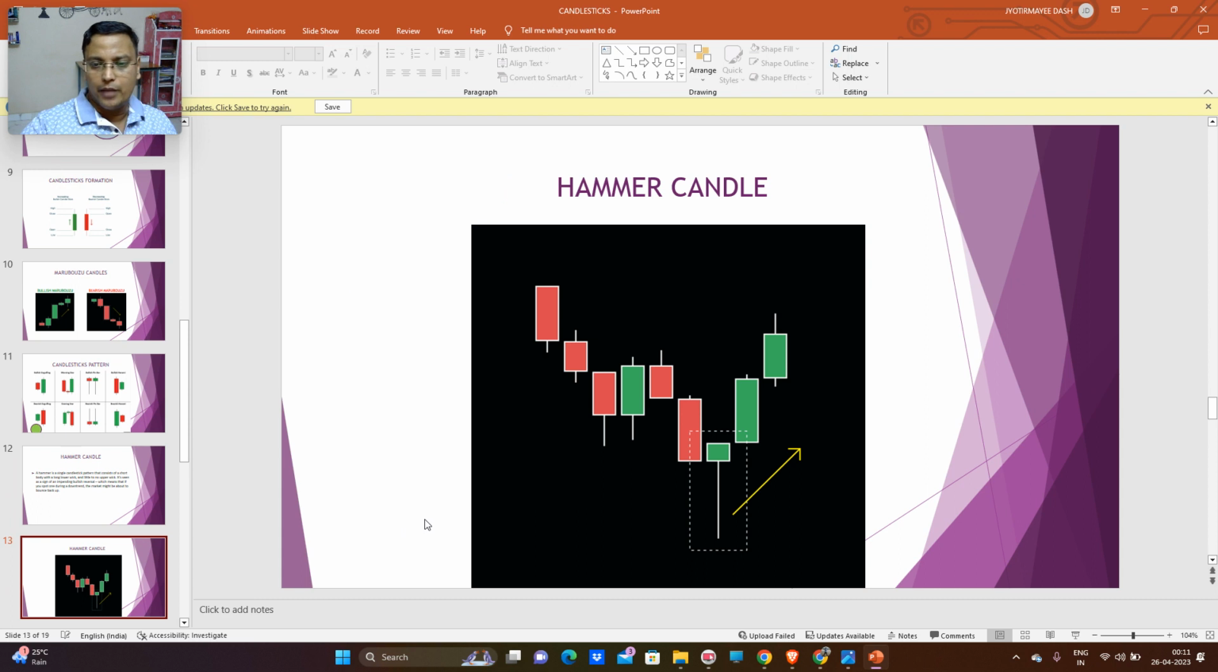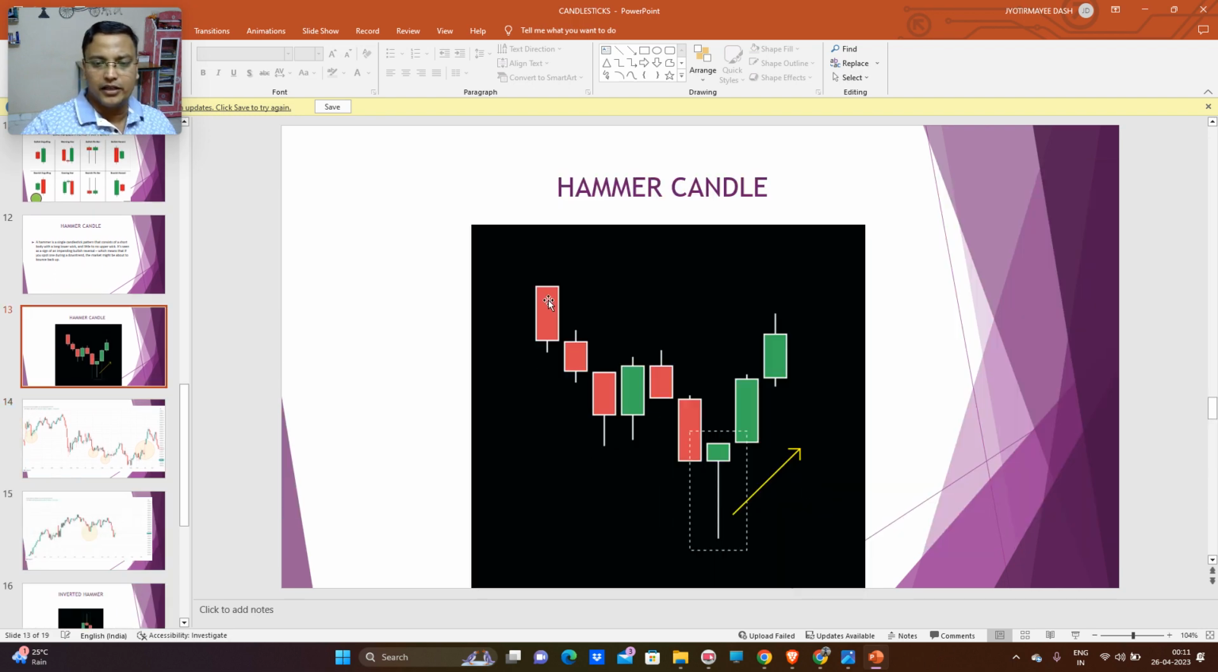Now coming to the hammer candle, look, a hammer candle looks like a hammer. It has a long tail and a short body, and the color doesn't matter. I'll show you in examples. The color doesn't matter. Look where and how it has formed. It has formed after a downtrend.